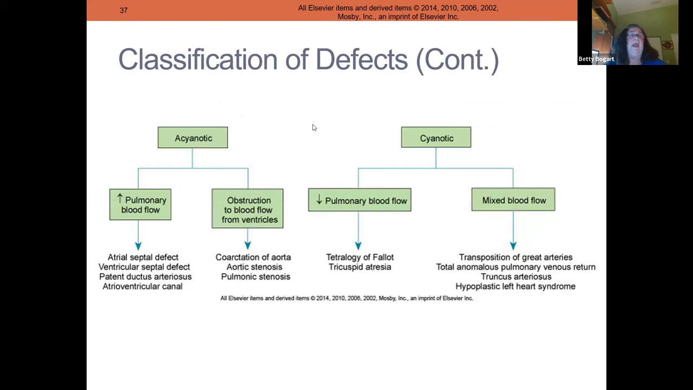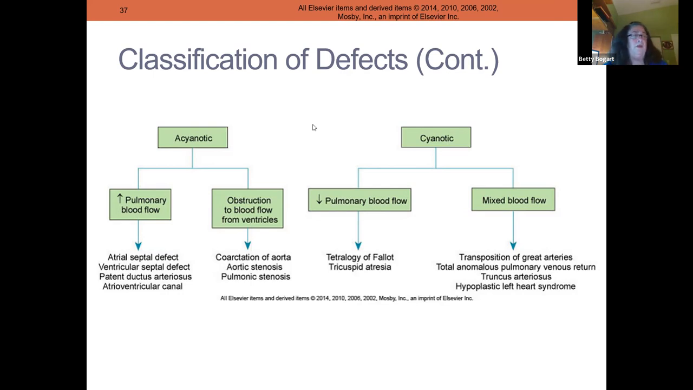So ASD and VSD are two of these acyanotic defects, which means you're fully saturated. But because the hole makes the left side flow back into the right side, it goes back into the lungs. It's increased pulmonary blood flow. Makes sense, right? If it goes from the left side back to the right side, back into the lungs, that's more flow to the lungs.